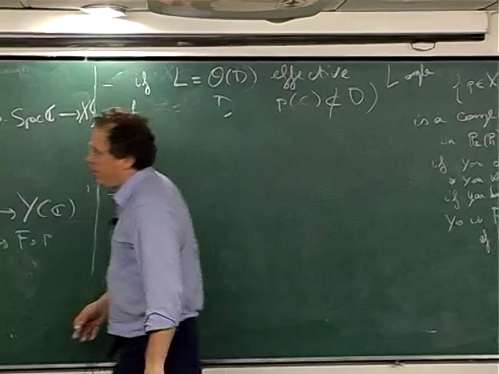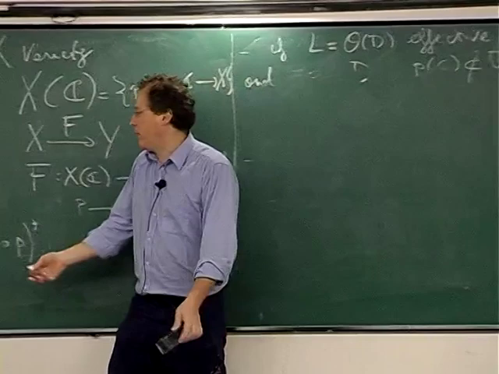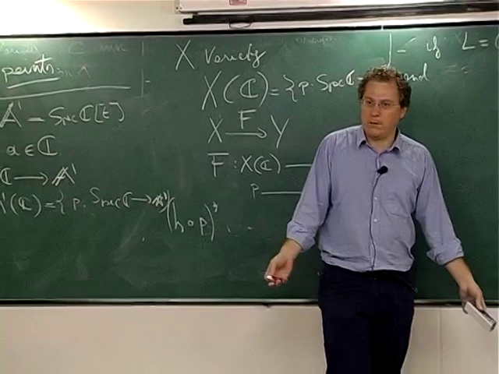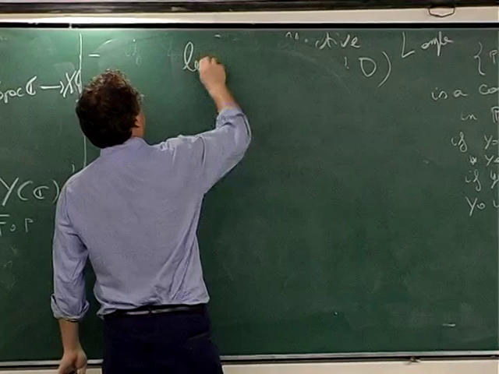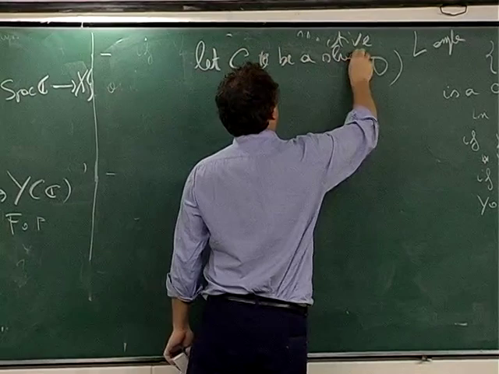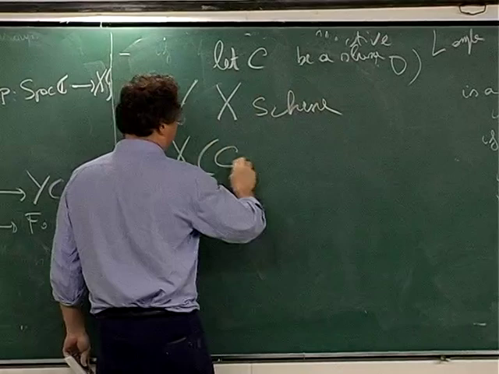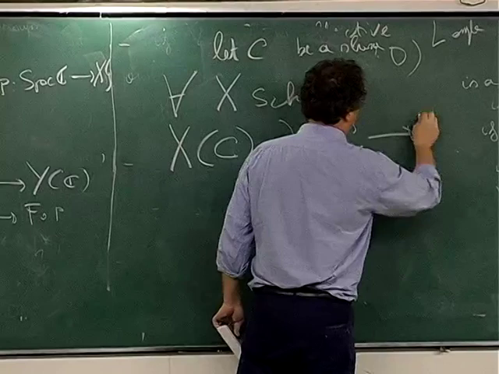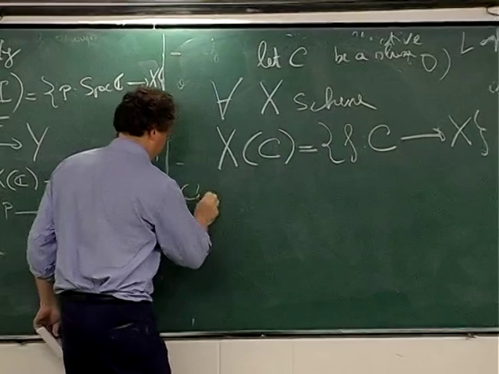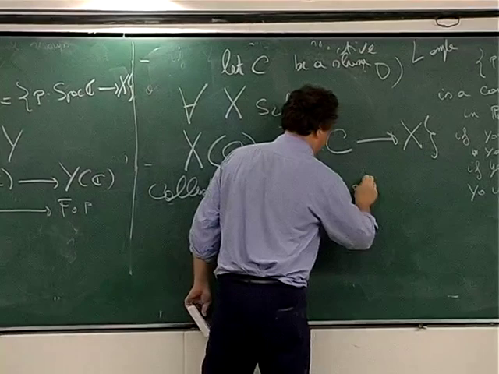So once you see this definition, it's very natural to say, okay, but why do I take Spec of C? I could take any scheme and give the same definition. So let C be a scheme. And for every scheme X, I define X(C) to be the set of morphisms from C to X. And these are called the C-points of X.